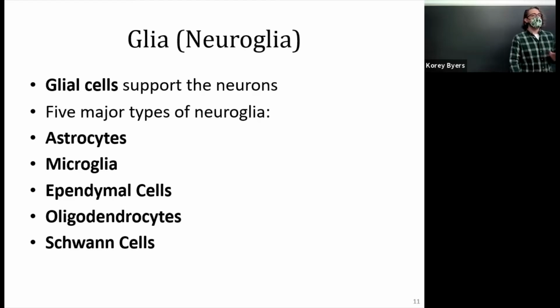We now have to go through the anatomy of the structures in the nervous system. The big nerve cells themselves are called neurons, but we're going to start with the accessory structures. There are a bunch of cells that support the neurons, more numerous really than your neurons. They're called glial cells, glia, or sometimes neuroglia.